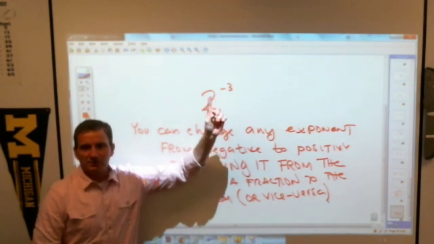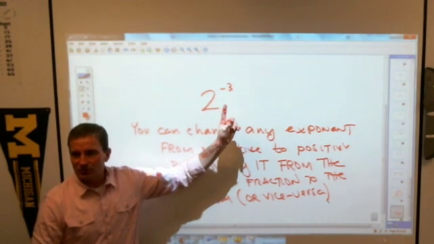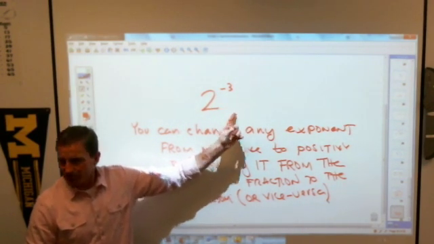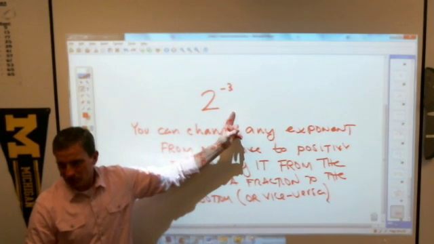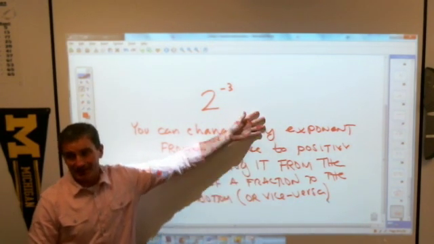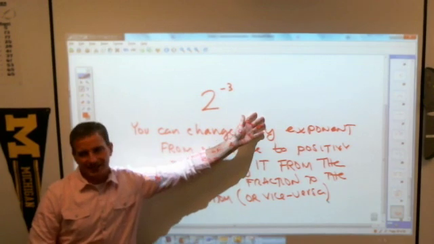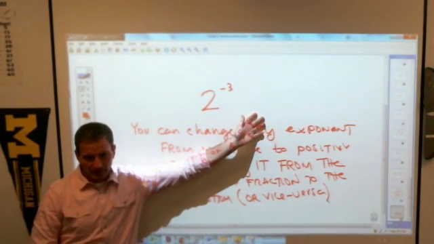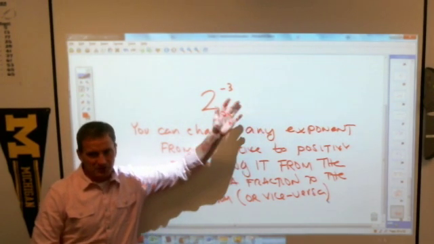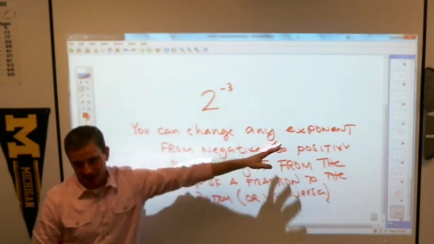A negative exponent has nothing to do with whether your answer is negative or positive. Just because there's a negative exponent, don't tell me my answer is negative, because you don't know that, nor does that tell you that. Got that? Negative exponents have nothing to do with whether the answer is negative or positive.